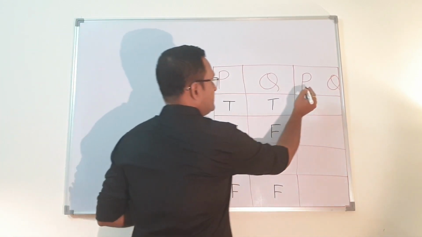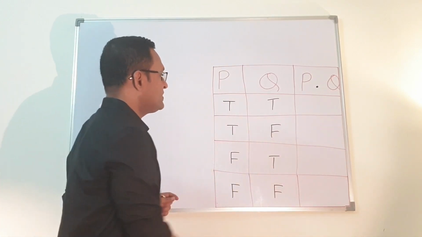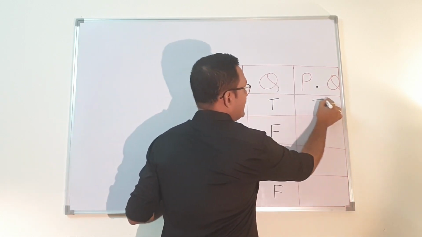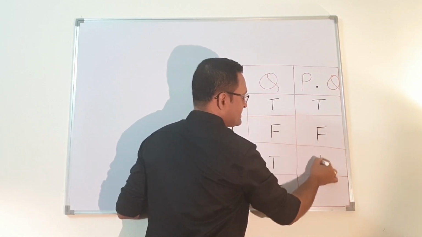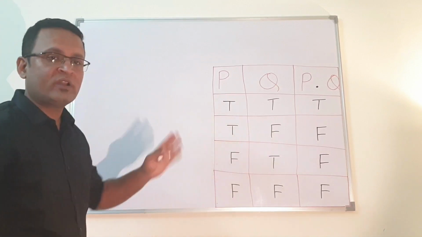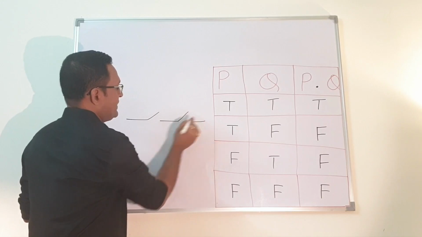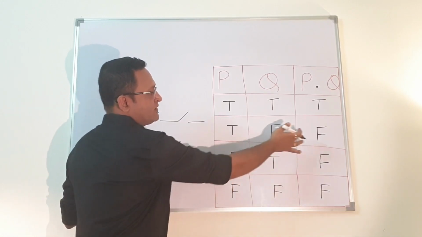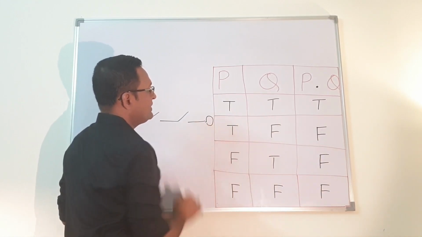So if you see, we will put the dot mark, that is the sign of conjunction. For conjunction, if P is true and Q is true, so we know that the conjunction is going to be true. In rest all the cases, the answer is false. This is something which we all know, because it's more or less like a series connection, right? So if one is closed and the other is open, the current cannot pass.